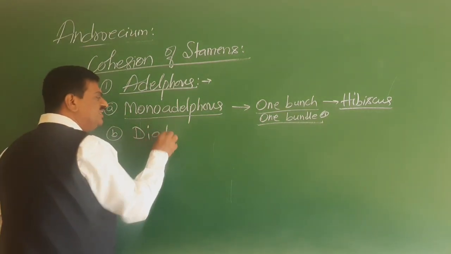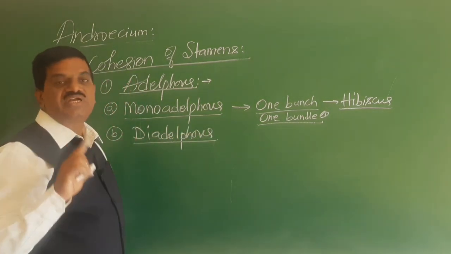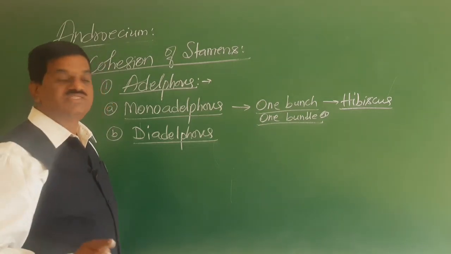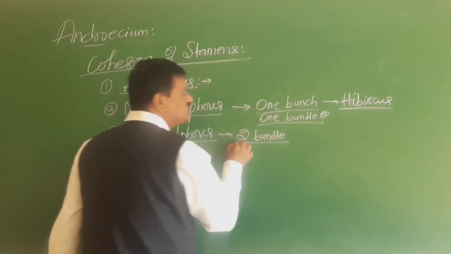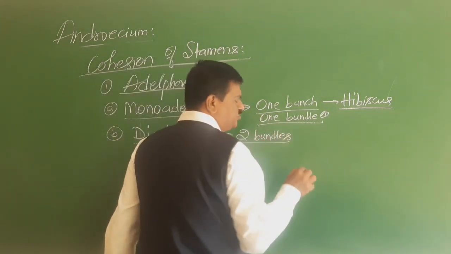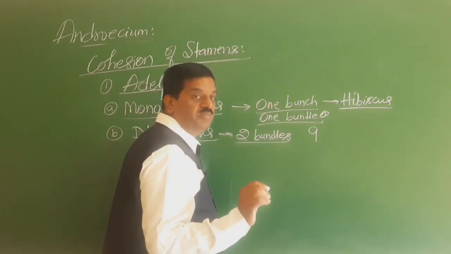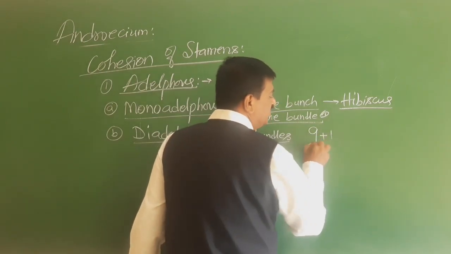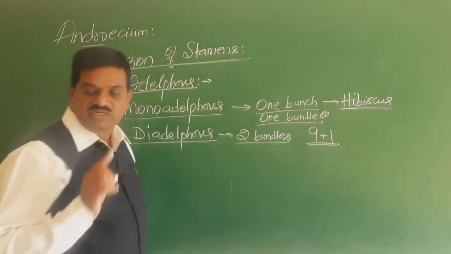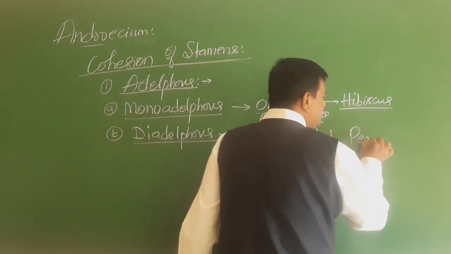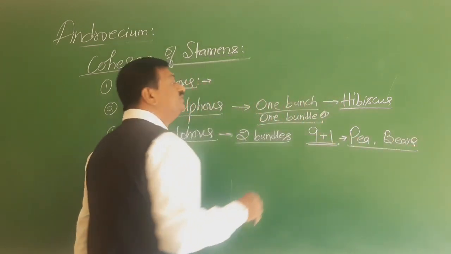Diadelphous. The word diadelphous indicates two. So the stamens are attached by their filaments in two bundles. Especially in pea and beans, nine stamens are in one bundle and only one is in another bundle. So it is also called a 9+1 arrangement. This can be noticed in pea as well as in beans, so there is a presence of diadelphous.